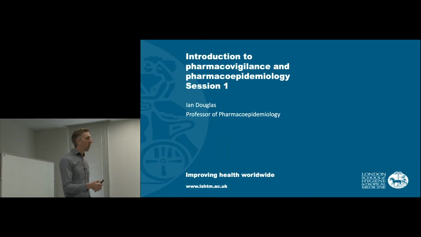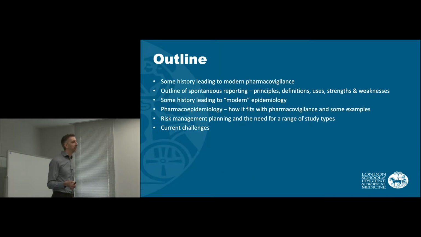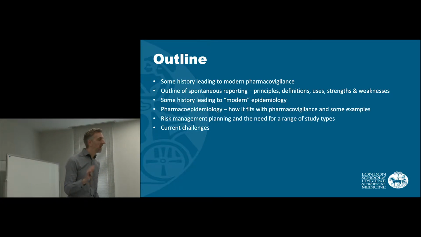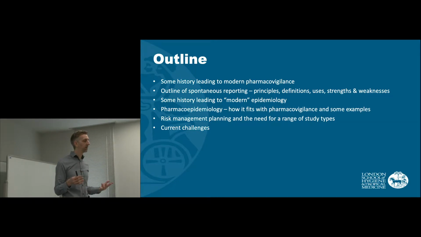Anyway, so on now to the first session. So we're now thinking about pharmacovigilance and pharmacoepidemiology. I'm going to start by telling you some of the history that's led to modern day pharmacovigilance. We'll talk about spontaneous reporting, what this is, how it's used, and the strengths and weaknesses. We won't be talking about history leading to modern epidemiology, that's wrong. We will then talk about pharmacoepidemiology and how it fits with pharmacovigilance and a few examples.